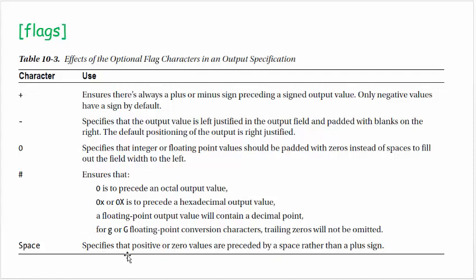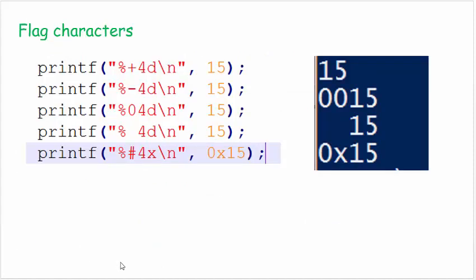And a space, if you have a space there, it specifies that positive or 0 values are preceded by a space rather than a plus sign, so the plus sign won't get printed. So here's my example. I used each one of those flags in this example. In each case, I wanted to print the number 15, an integer 15.